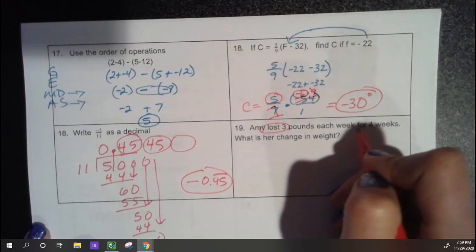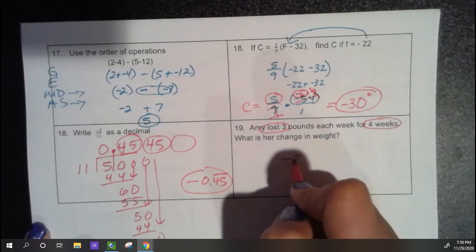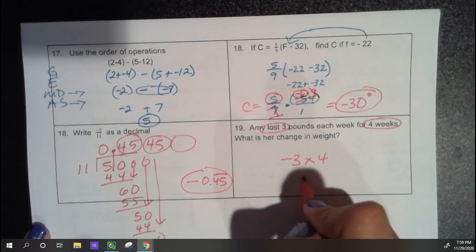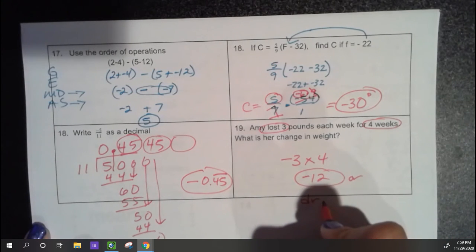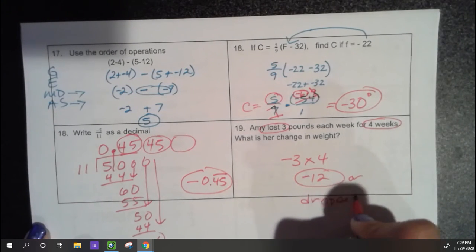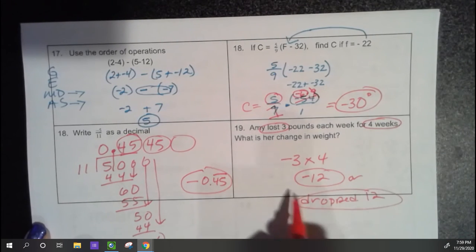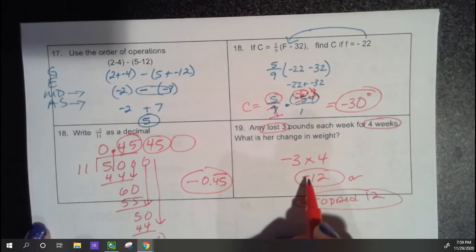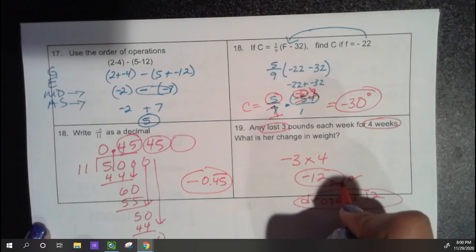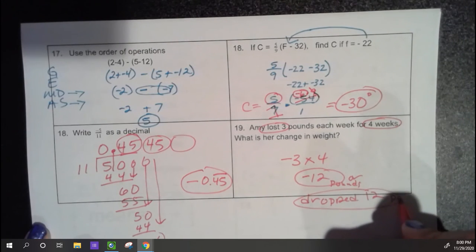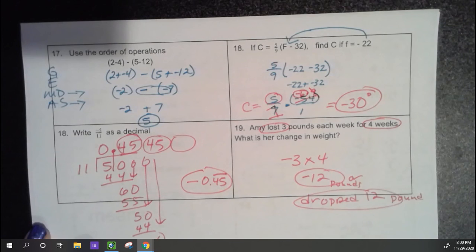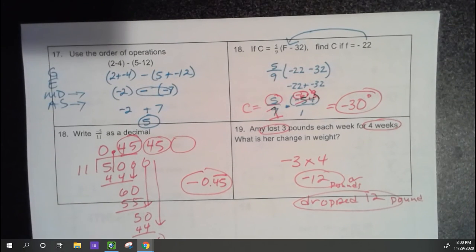Lost 5 pounds each week for 4 weeks. So do not put both the symbol and the word. You could either put negative 12 or dropped 12. Do not put both, because if you put both, you would have a double negative. Do not put none, because that would be a positive as well. So you either need the negative or the word. Don't put both, don't put neither.